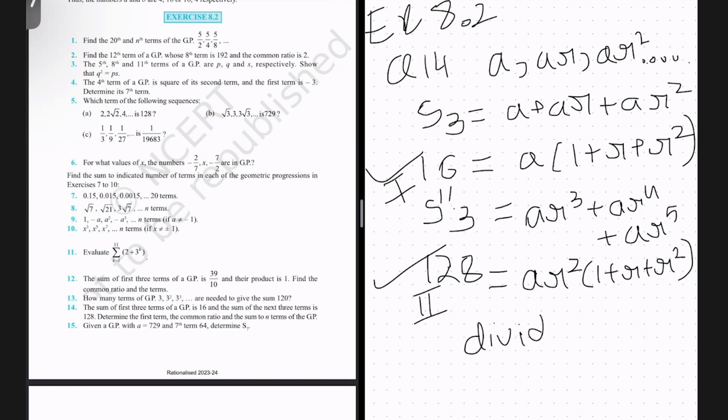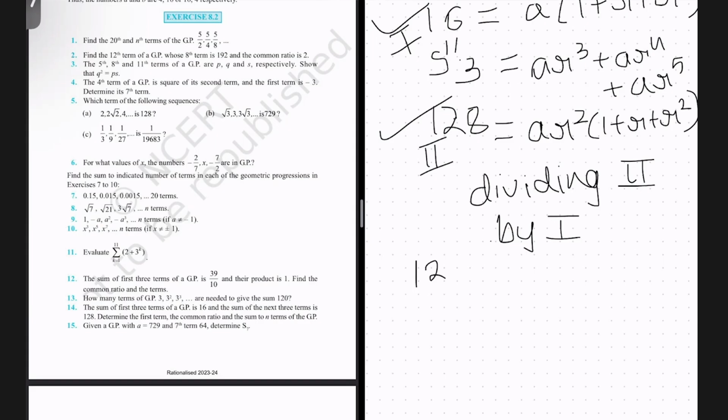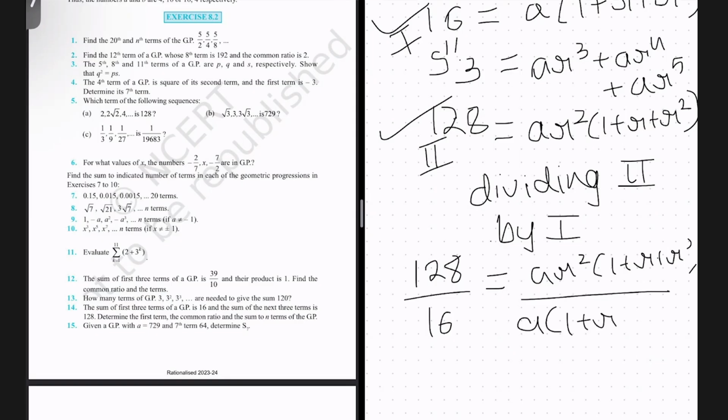Dividing 2 by 1, what we finally get is 128 divided by 16 equals ar cube times (1 plus r plus r square), and in the denominator you have a times (1 plus r plus r square), right? So you can cancel this entire term out. You can cancel a and a. So this is r cube, because you take a into r raised to the power 3 as common.